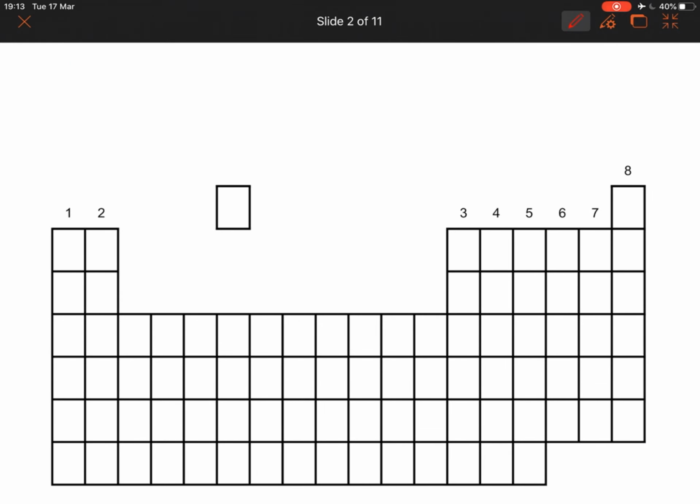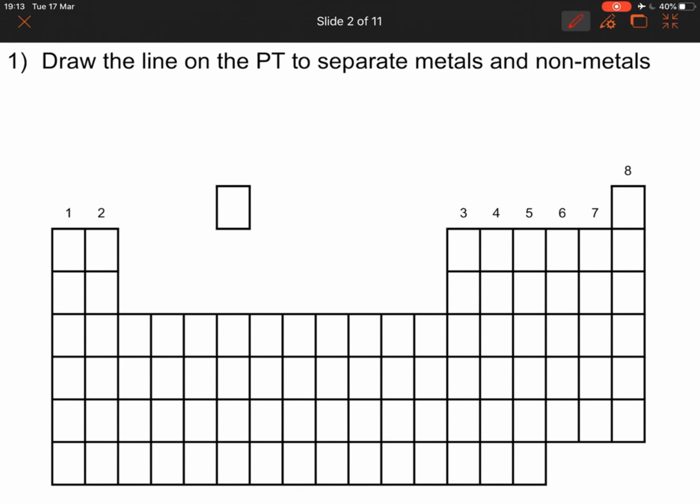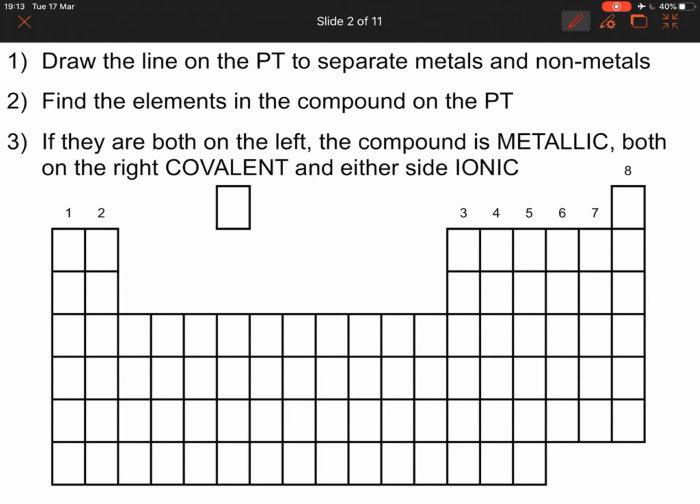So just to recap that, if you want to work out ionic and covalent, draw the line that separates metals and non-metals, find the element that's in the compound on the periodic table and look at where they are on the periodic table. If they're both on the left, the compound is metallic. If they're both on the right, then it's covalent, and if we have one on either side, it's ionic.